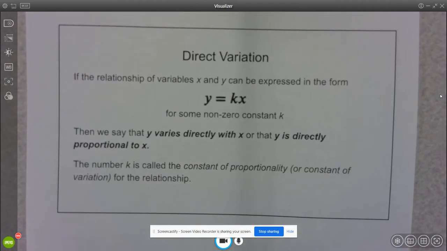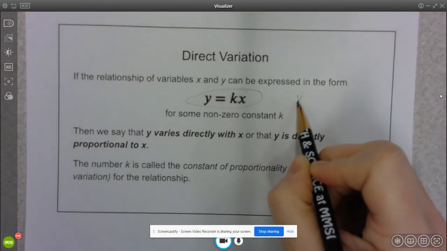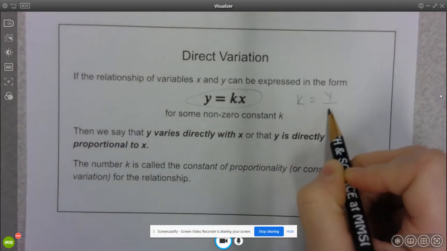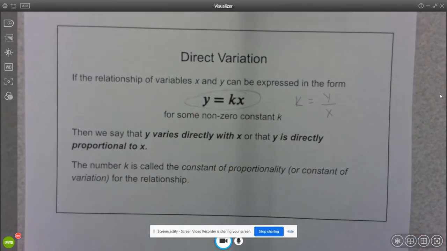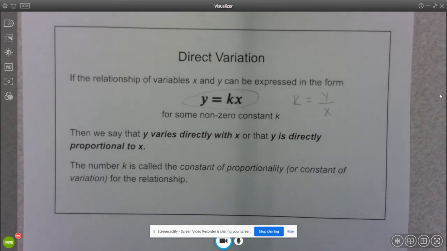So now looking directly at direct variation, this is the equation that we can use for direct variation. You can also use k equals y divided by x, just dividing both sides by x here. So we would say that y varies directly with x, or that y is directly proportional to x. Both of those statements are equal and mean the same thing. And k is our constant of proportionality. Sometimes you'll hear it called the constant of variation, but again, same thing.